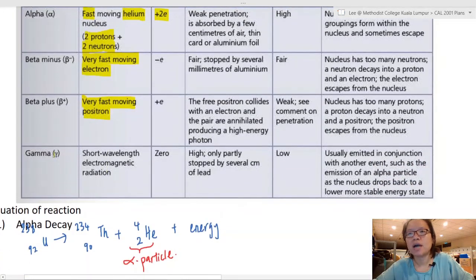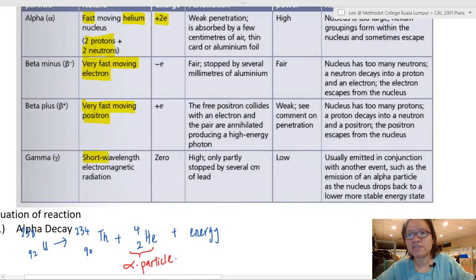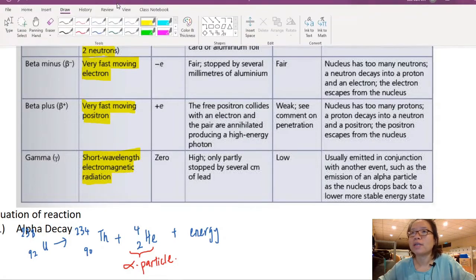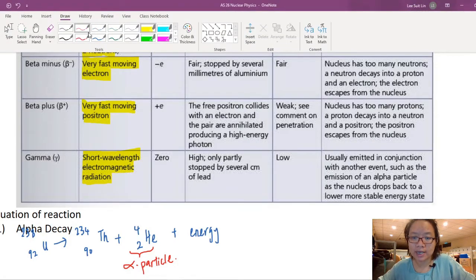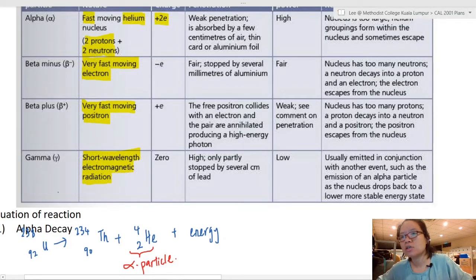And gamma is a short wavelength EM radiation, okay? Electromagnetic radiation. Fondly sometimes known as the photon, light particle. Whenever we talk about neutron, proton, electron, all the -ons are particles. So we like to call this photon as well, because this is light.